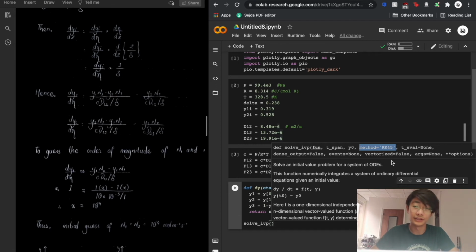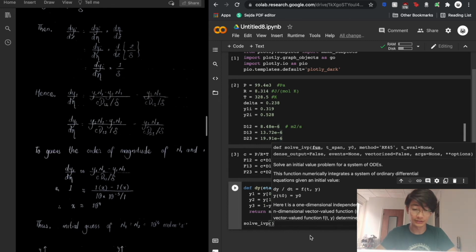It's not important to get too deep into it, so we're just going to use Radau. And then what's important is that we need to set dense_output to true. What that's going to do is give us an output which is continuous. And we want those values because we want multiple values from 0 to 1 for all of the mole fractions.